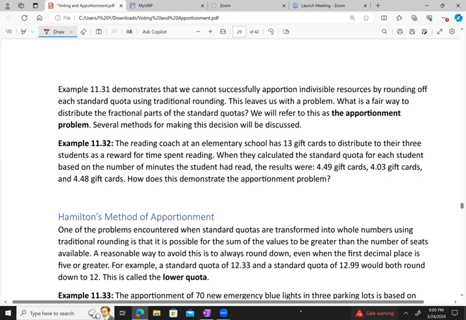The reading coach at an elementary school has 13 gift cards to distribute to their 3 students as a reward for spending time reading. When they calculated the standard quota for each student based on the number of minutes the student had read, the results were 4.49 gift cards, 4.03 gift cards, and 4.48 gift cards. How does this demonstrate the apportionment problem?